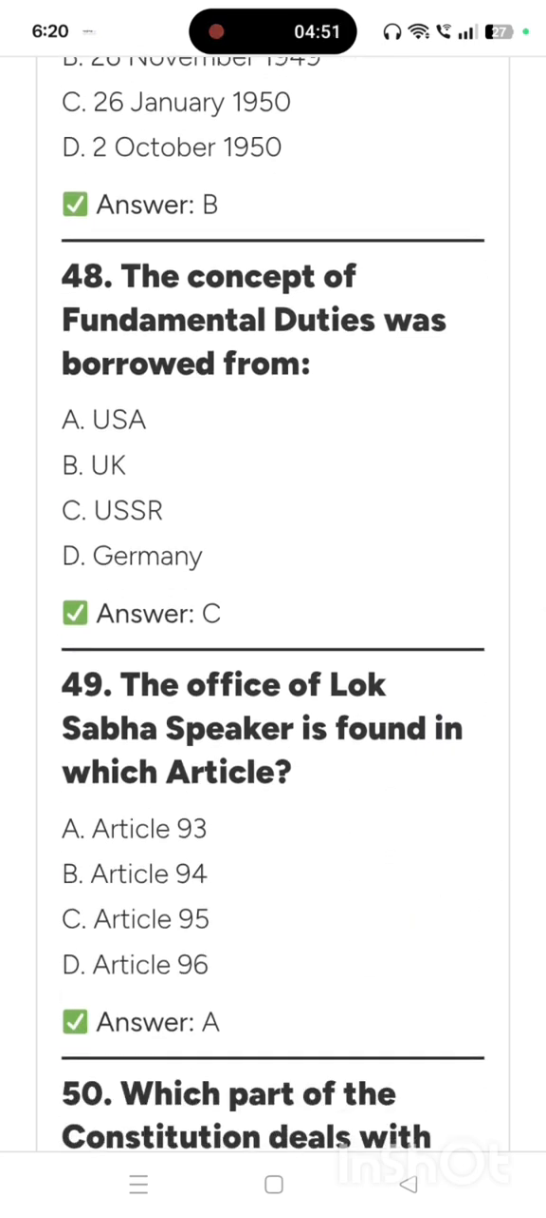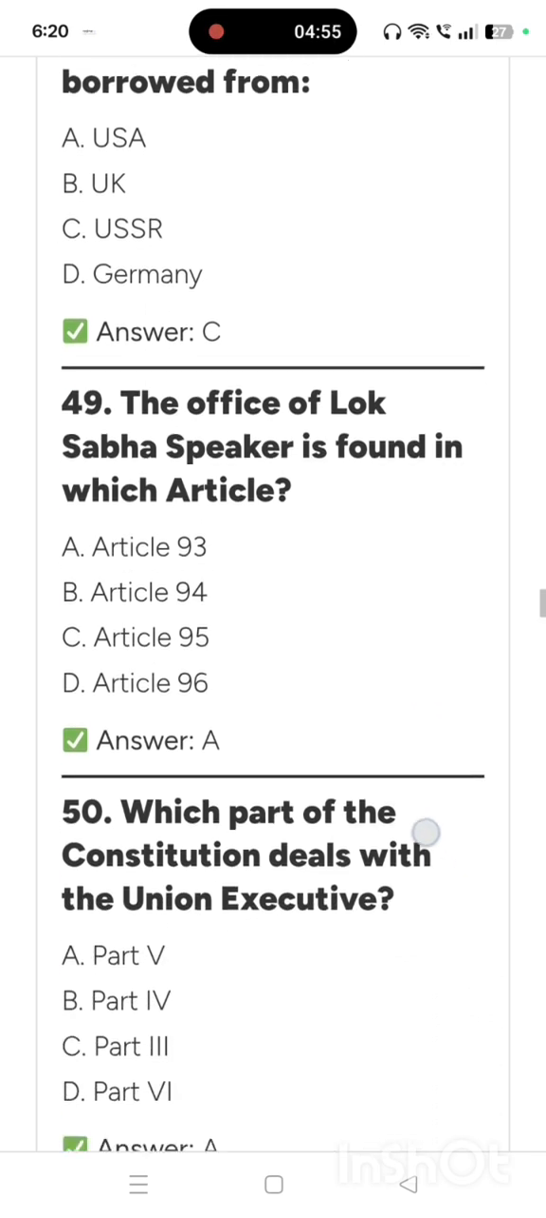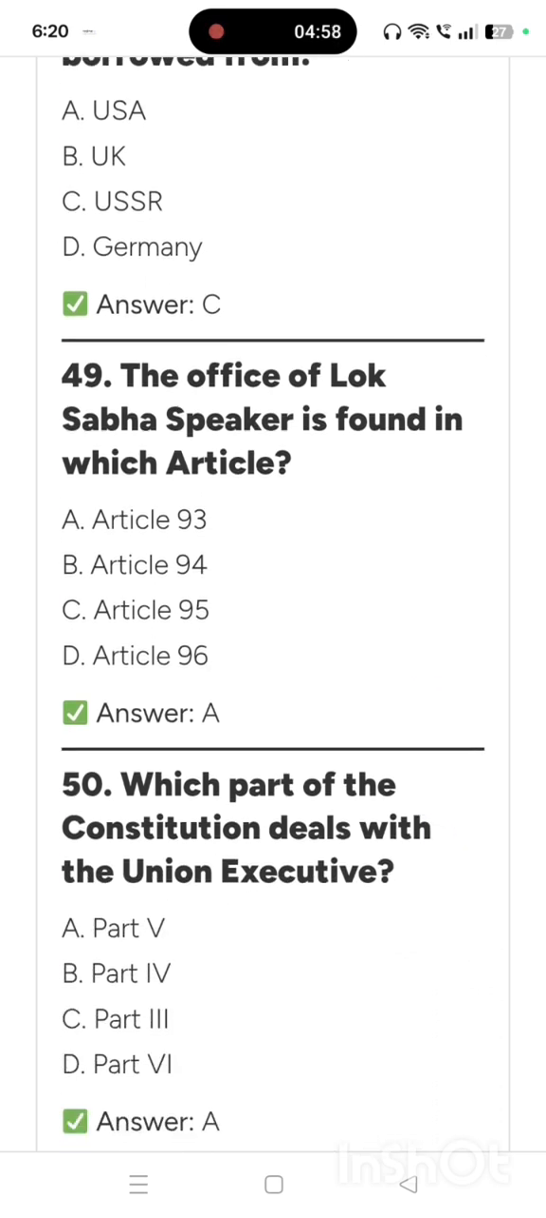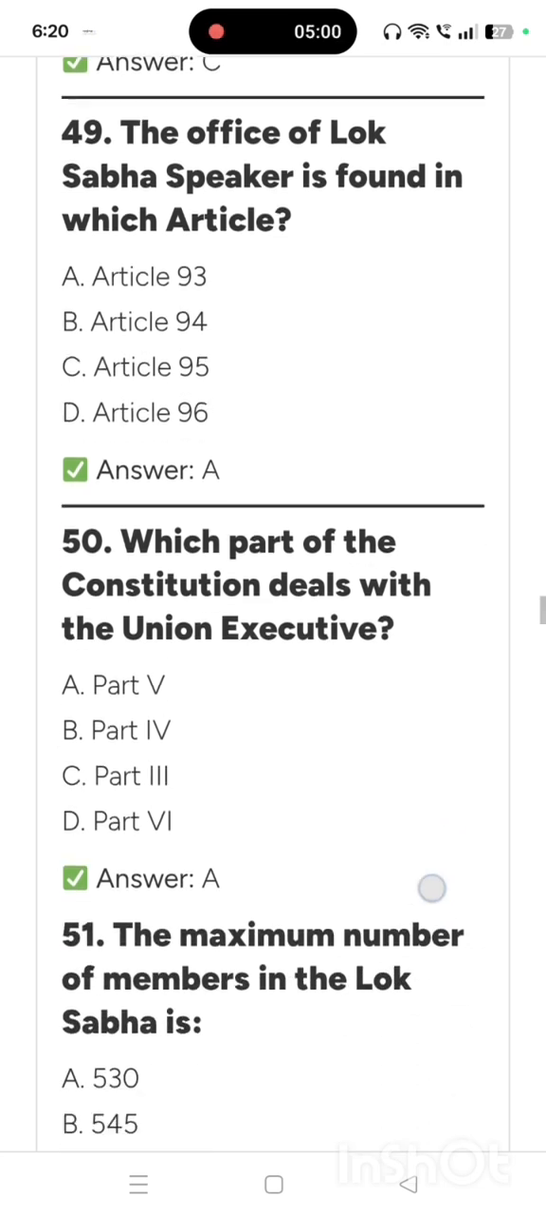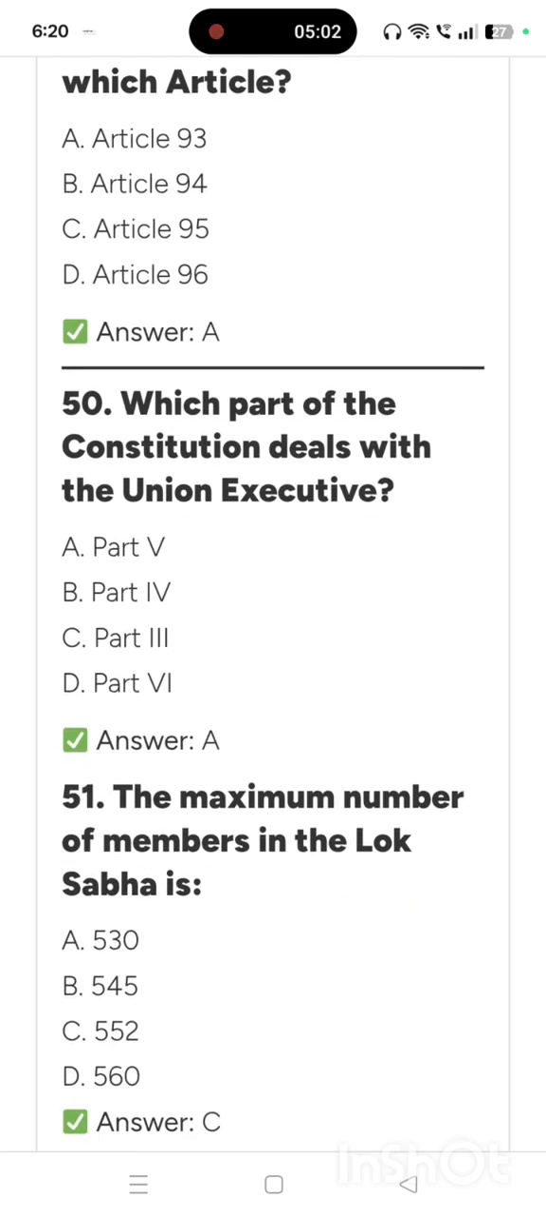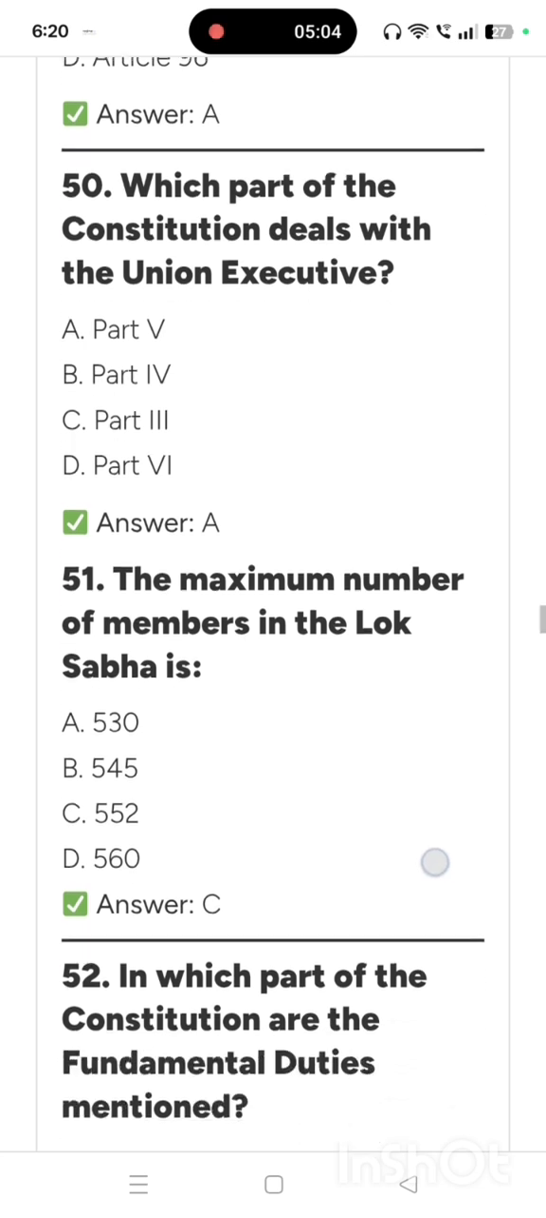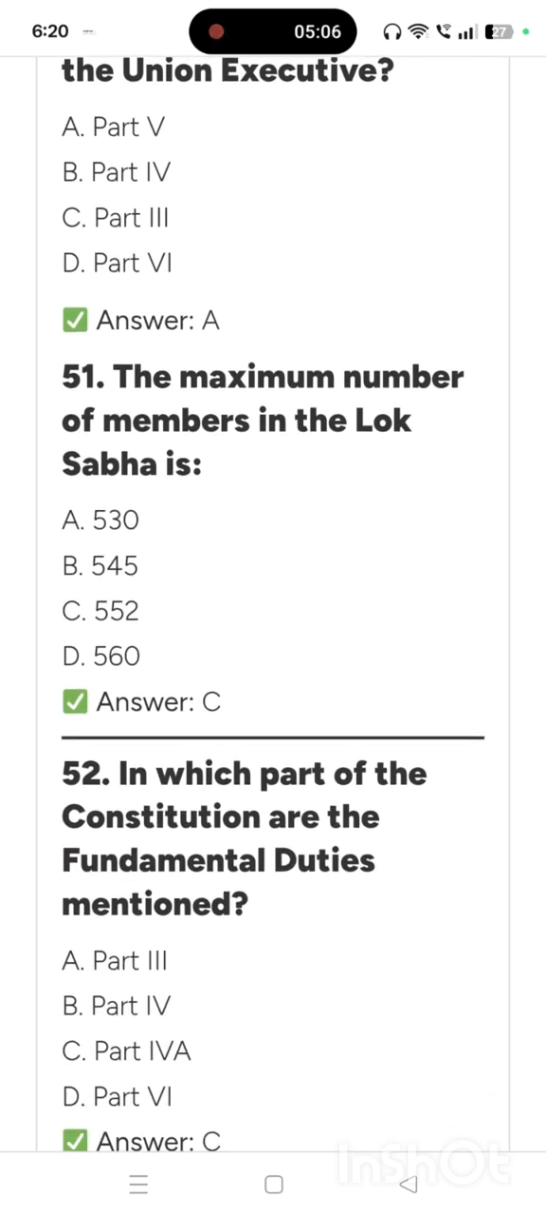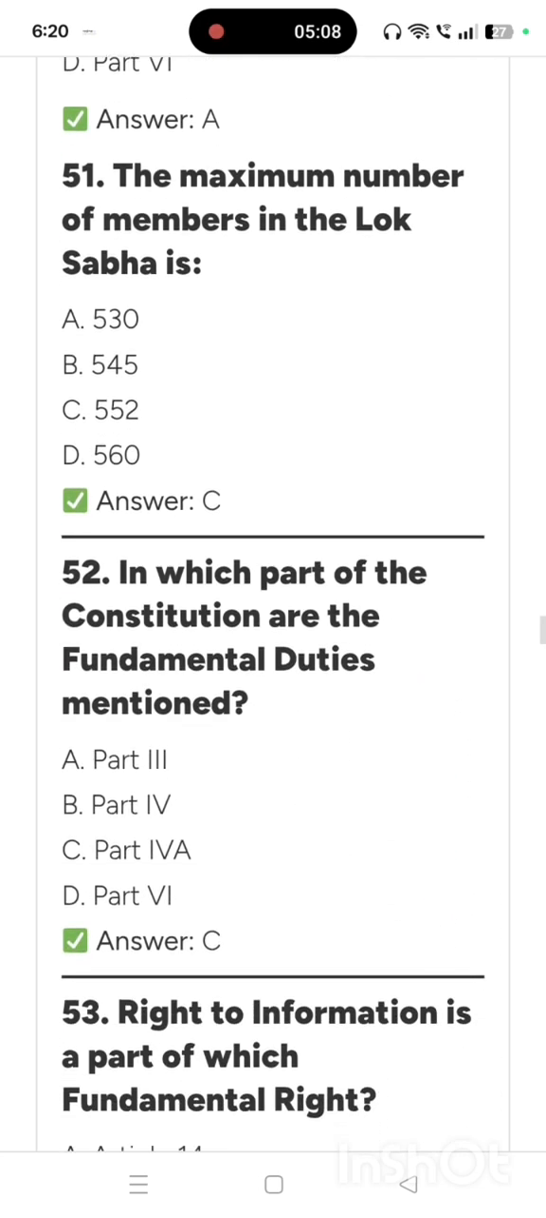The concept of fundamental duties was borrowed from USSR. The office of Lok Sabha Speaker is found in which article? Article 93. Which part of the Constitution deals with the Union Executive? Part 5. The maximum number of members in the Lok Sabha is 552.